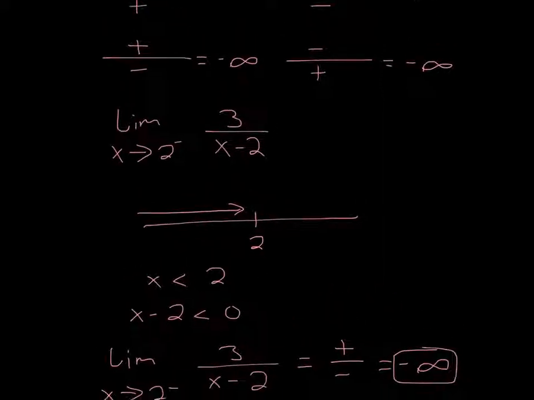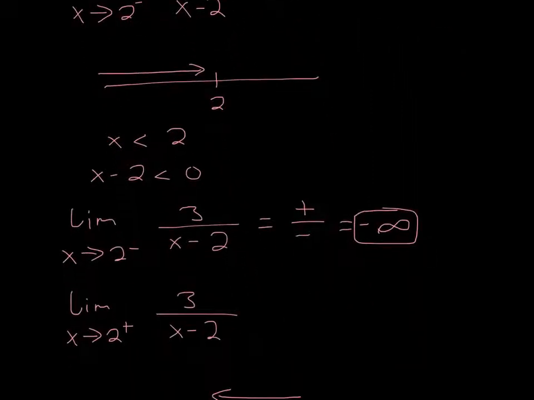And we go back up here, and a positive over negative will be negative infinity. And that's all it is. So the limit as x approaches 2 from the left is negative infinity.